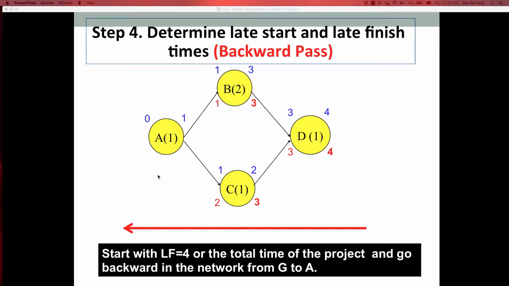Finally, activity A must be done so that B and C can start. Because B must start earlier than C, and A must be done in time for B to start, the late finish time for A is 1. Finally, the late start time for A is 0. There is no slack in activity A, activity B, and activity D, except C.